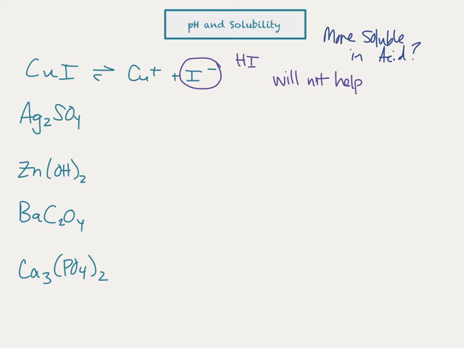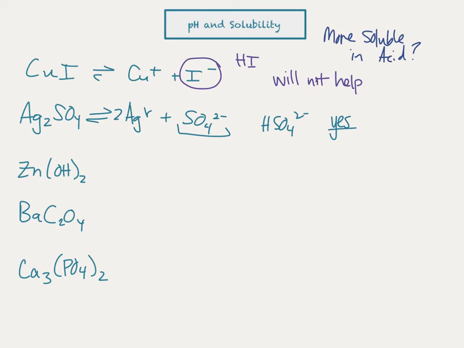Okay, let's look at another one. In this next example, this would make 2 silver ions and sulfate. Now we just went over in our last example how sulfate is the conjugate base of this guy. So adding acid to solution would attack our sulfates, removing them from solution. So this will help. Yes, more soluble.